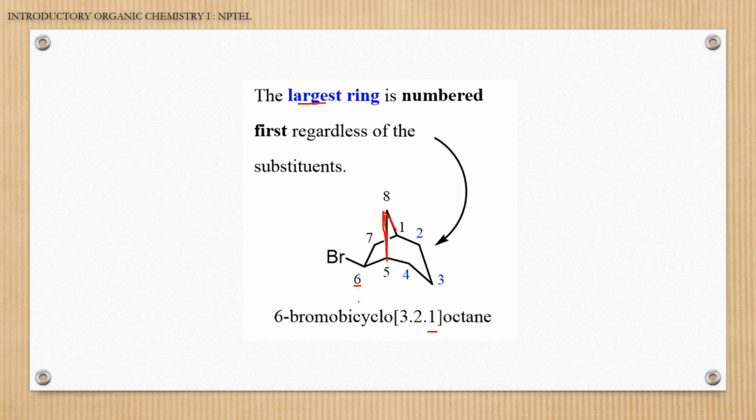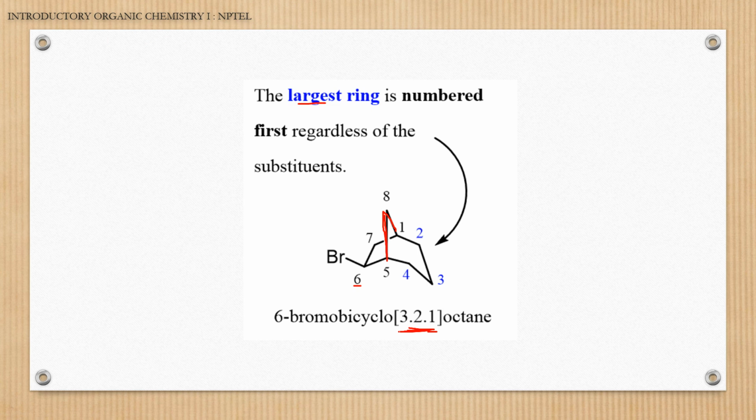and all the ring atoms, all the carbon atoms present in each ring, you have to write them in decreasing order. So first of all, you have to write the highest number of carbon atoms in the ring. Then the other ring is considered, which has the lower number of carbon atoms. Okay, so this is how you are going to name a particular bicyclic compound.